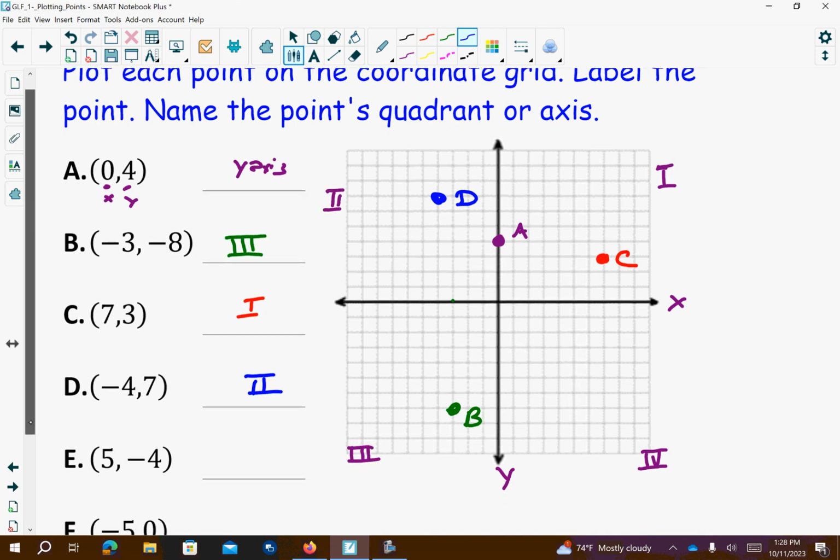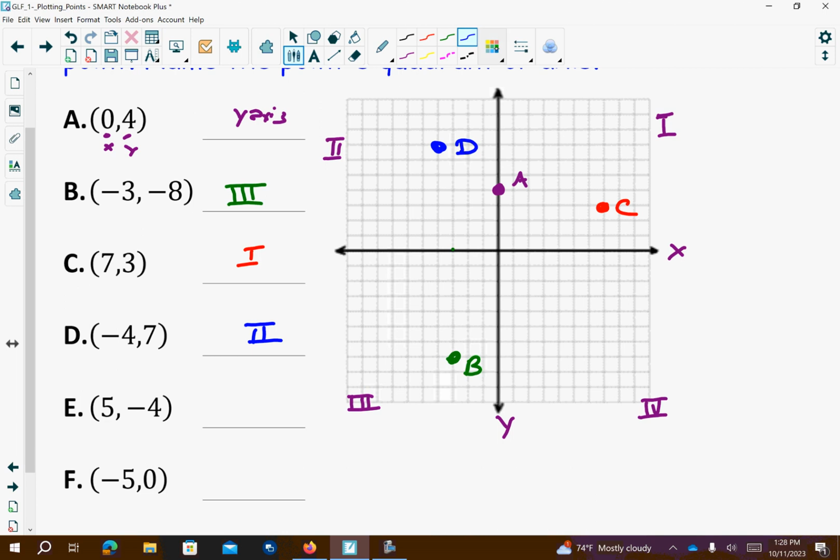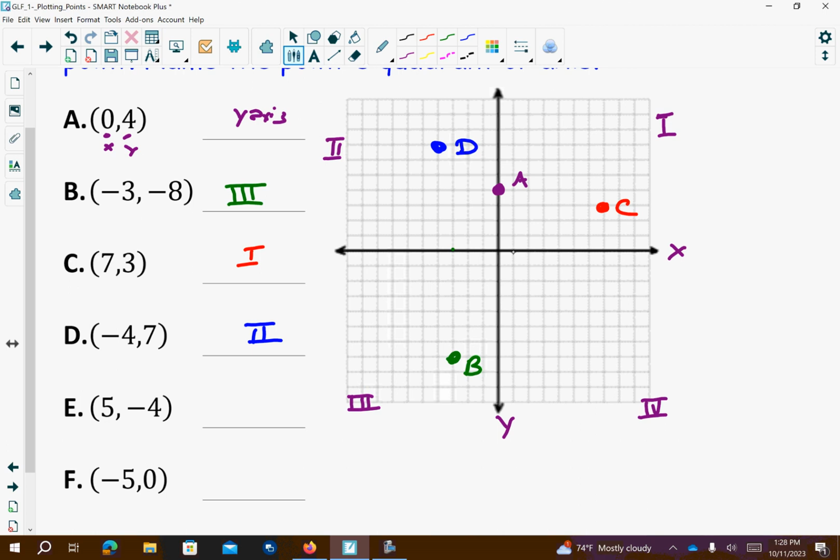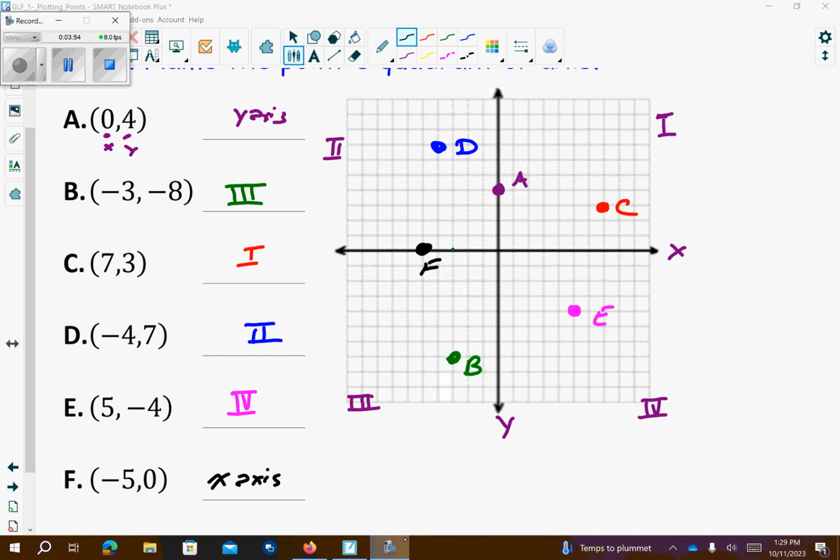And then I have a couple more. Let's change some colors, a pink color. (5, -4): right 5, 2, 3, 4, 5, and down 4, 3, 4. Notice how I'm counting. That's letter E, in quadrant 4. Those are Roman numerals that we're writing these in, but if you put 1, 2, 3, 4, that's fine as well. My last one is (-5, 0): left 1, 2, 3, 4, 5. It doesn't go up or down at all. That's letter F, sitting on the x-axis. Again, ask if you have any questions, and I'm happy to assist you along for these.